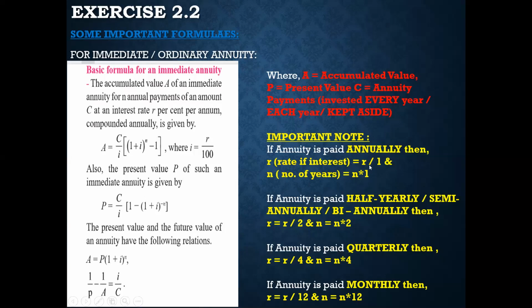Apart from that, annually रहेगा तो R और N को कोई फर्क नहीं पड़ता. If it is biannual, semi-annual, R divide by 2 and N into 2. If it is quarterly, then R divide by 4 and N into 4. And last, if it is monthly, R should be divided by 12 and N should be multiplied by 12.